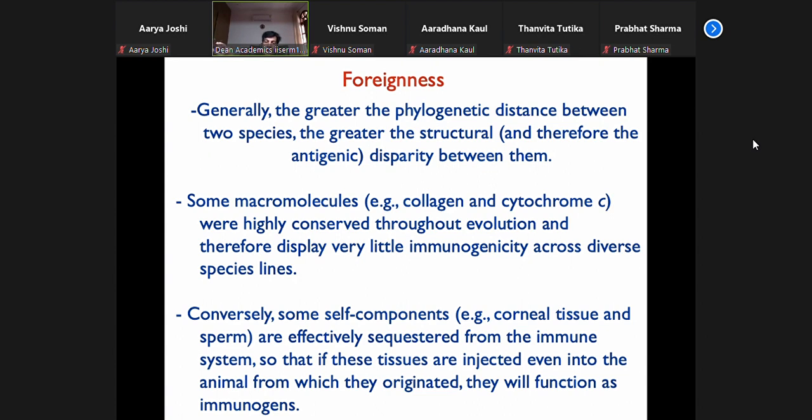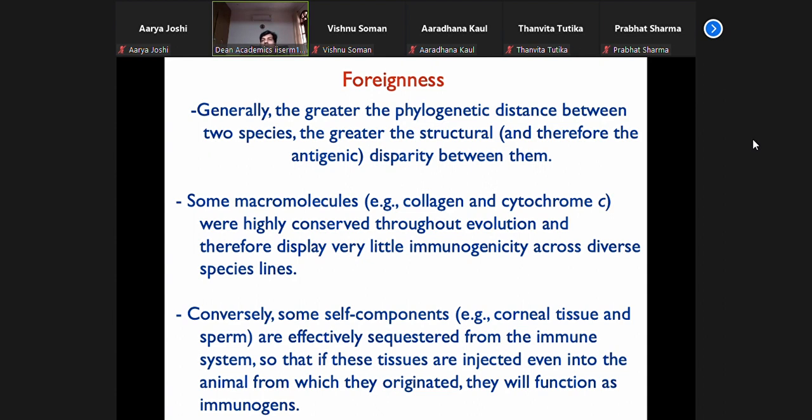Because of this recognition which is missing during the developmental stage of your B cells and T cells, you actually see these antigens as foreign. And examples are corneal tissues. So usually you have your cornea, right? And cornea is basically avascular in origin. Okay, so it does not have vascularization. So it is sequestered from your immune system.